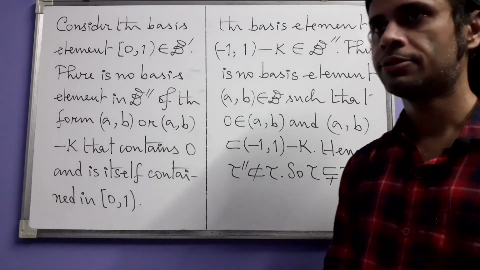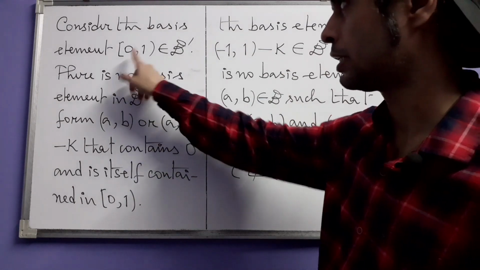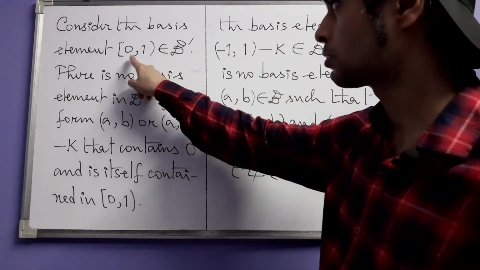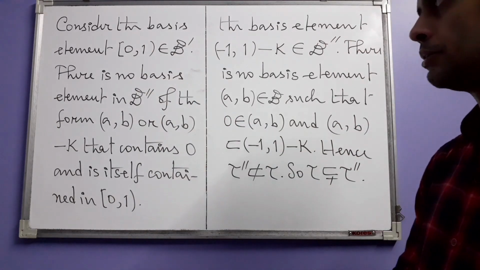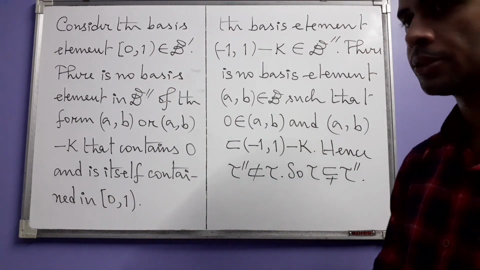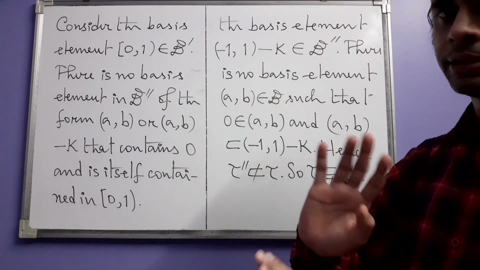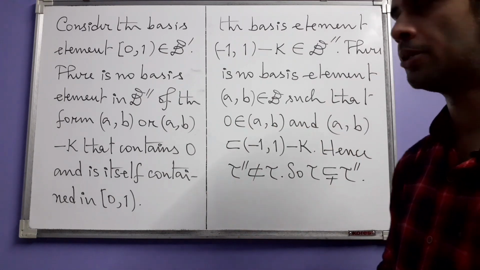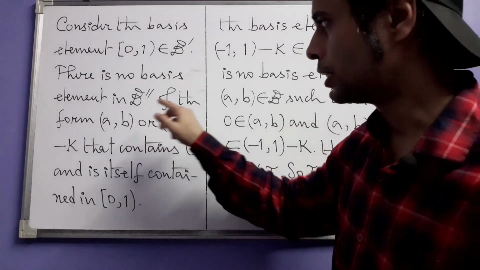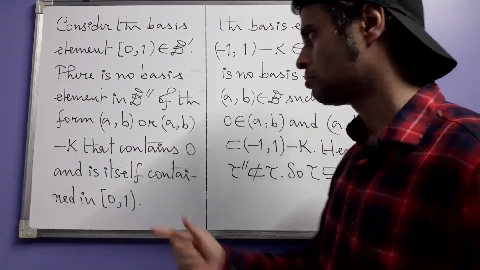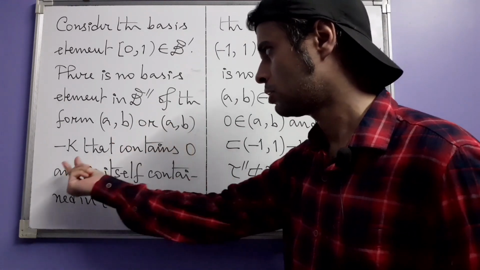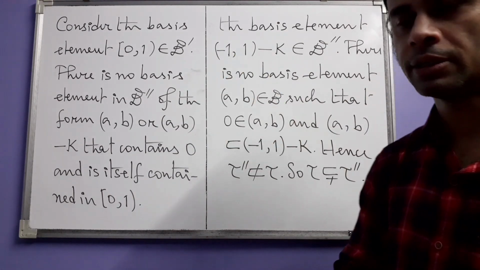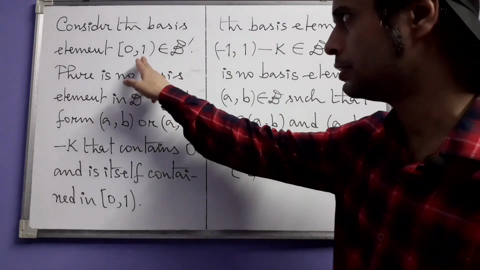So we again consider that basis element that we considered moments ago of the lower limit topology, the closed-open interval [0, 1). Now this time we focus on the K topology. Standard topology, that thing is over. We saw whatever we had to see about that. So there is no basis element in the K topology, either of this form or this form, that contains 0 within it as a point and is itself contained in this.